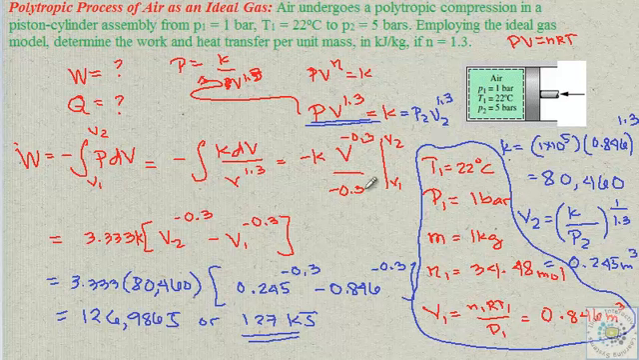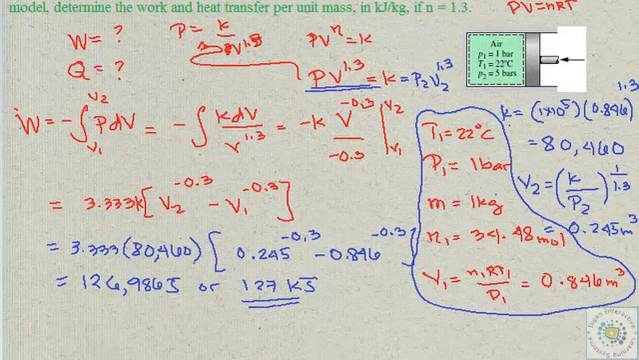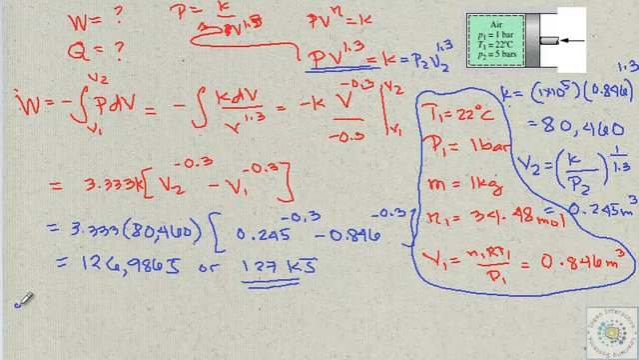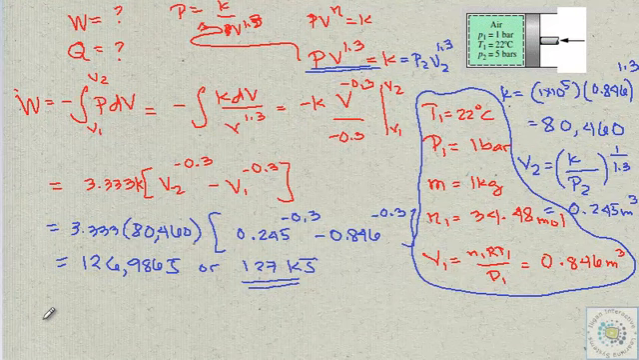Okay, now how about the second question? We're asked here to calculate the heat transfer. What is Q then? There's no way we can solve for Q directly since we're not given the temperature or a heat transfer coefficient. So we'll just go back to our original equation. Delta U is equal to Q plus W. I think we already have solved for W.